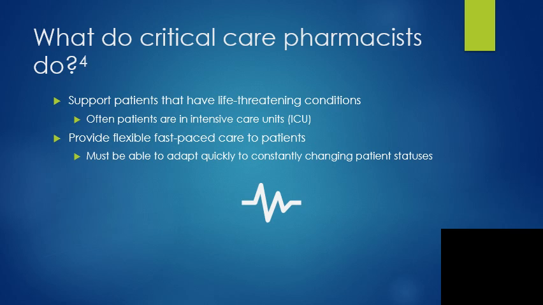The next type of pharmacist that we'll talk about that can work in a health system is a critical care pharmacist. Pharmacists in this area are typically working with patients who have some type of life-threatening condition, and often they're working in an intensive care unit because that's where their patients are staying at the time. Usually pharmacists working in this environment are working in a very fast-paced role, and they must be able to evaluate a patient rapidly because a patient's status could change very quickly.